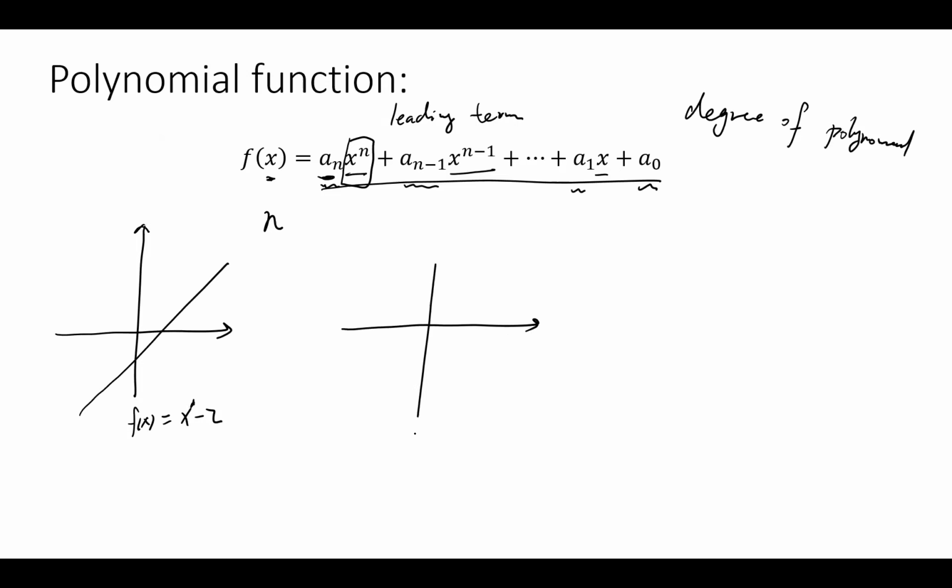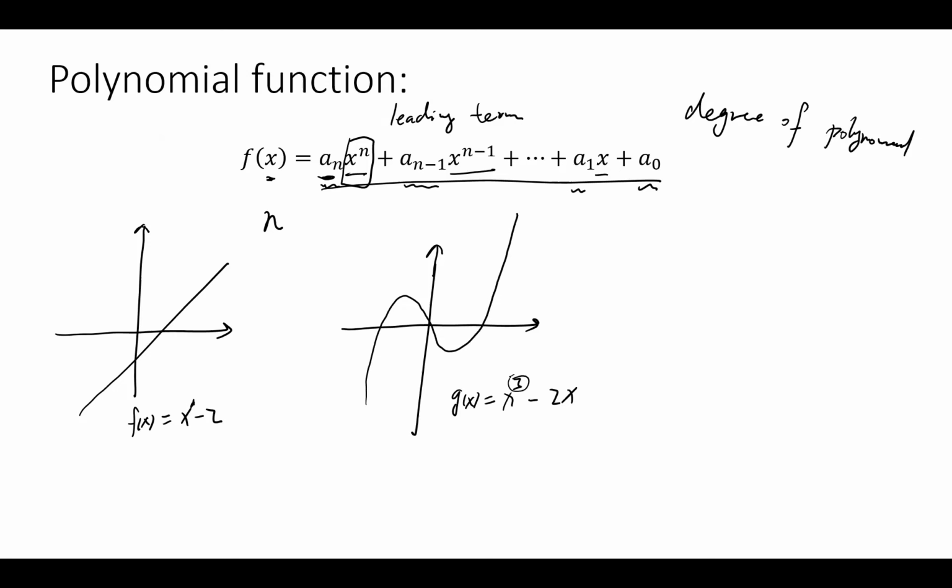We can also make it slightly more complicated. So I'm drawing a function which looks like this, right? This function takes the form of g of x equals x cubed minus 2x. Now, I'm raising to the power of 3.